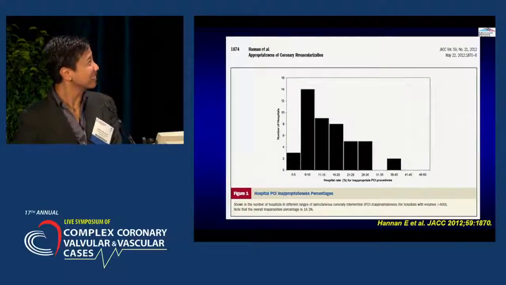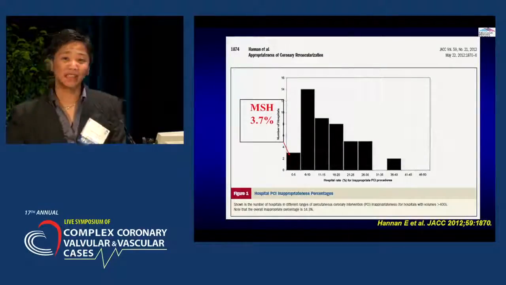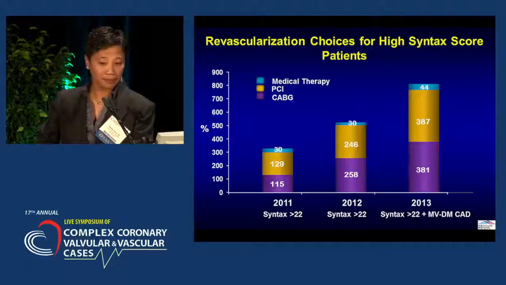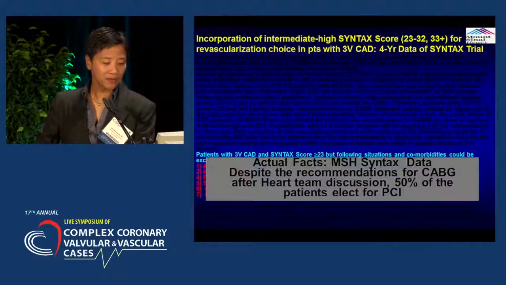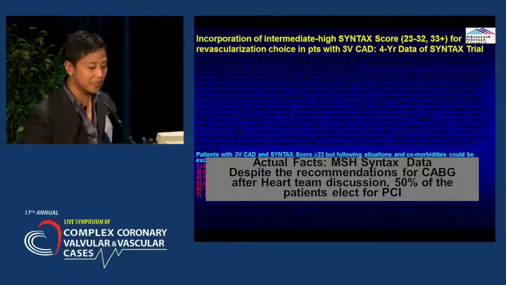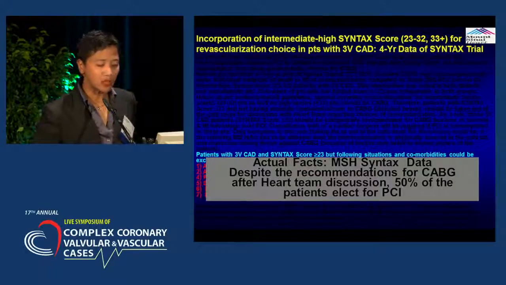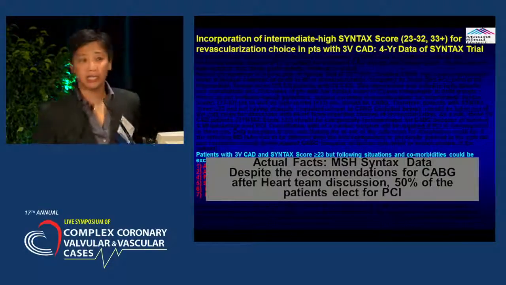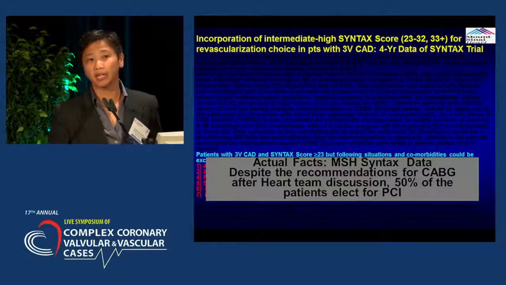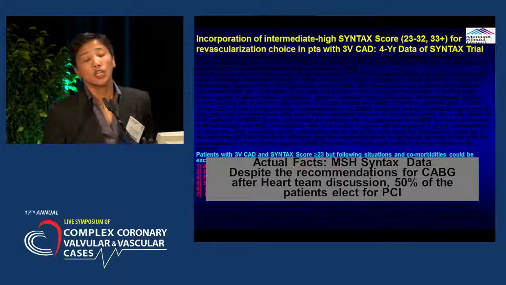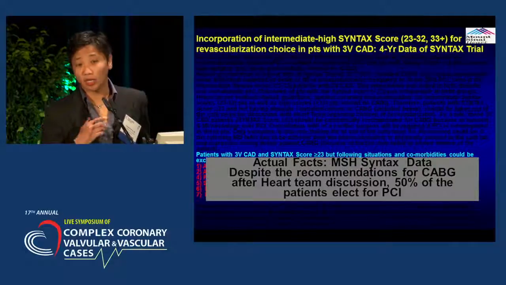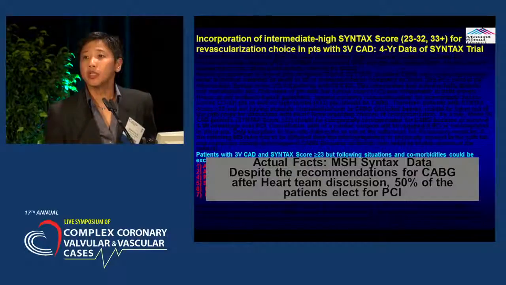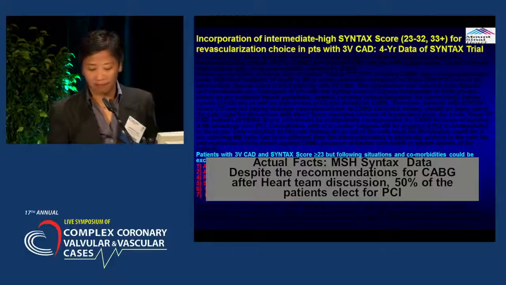I hope. It's published in JACC that we have only a 3.7% inappropriate rate. I've been reviewing the charts for the past years, and you can see here that even though we've set guidelines, the actual facts reveal that despite the recommendations for CABG after heart team discussion, 50% of the patients still elect for PCI. It is our responsibility to provide the best patient care and the best patient outcomes. We have set guidelines so that all of us must follow this. It is our responsibility to do the right things and only the right things to our patients. Thank you very much.